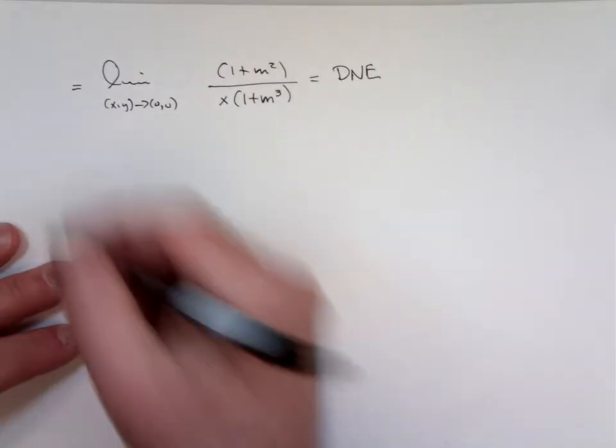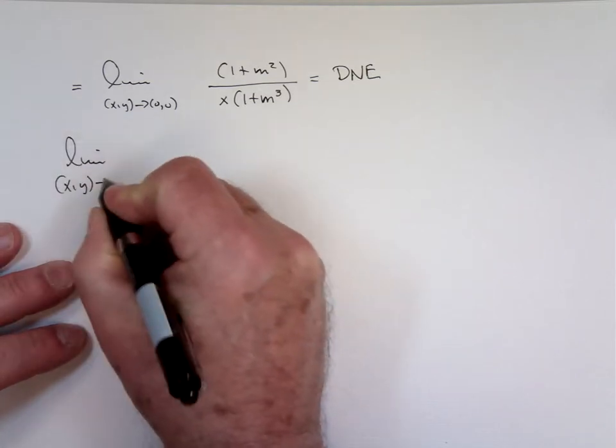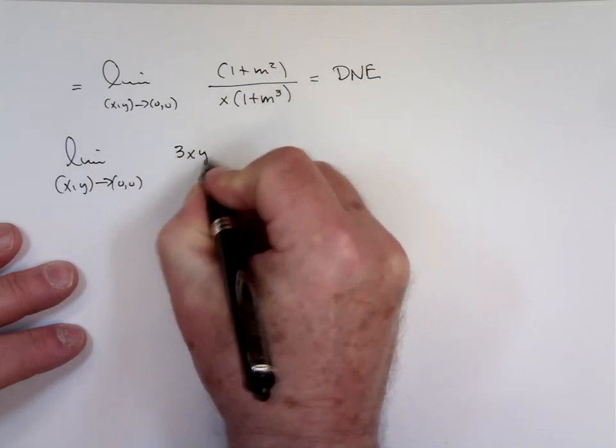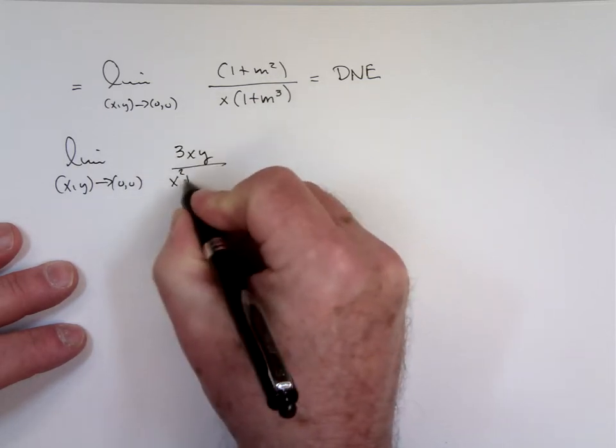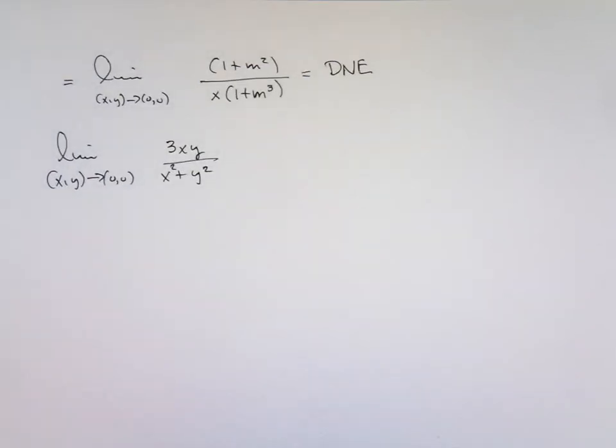Let's do something like this. How about the limit as (x,y) goes to (0,0) of 3xy over x squared plus y squared? Now here's another one. The numerator is going to 0. The denominator is going to 0. We end up with a 0 over 0 indeterminate form.